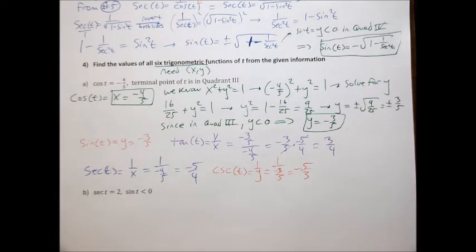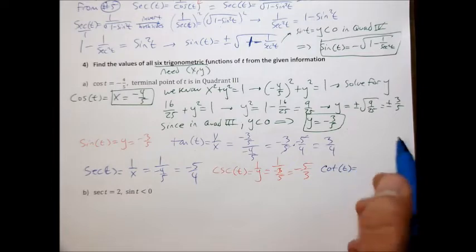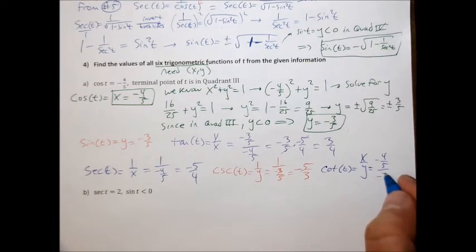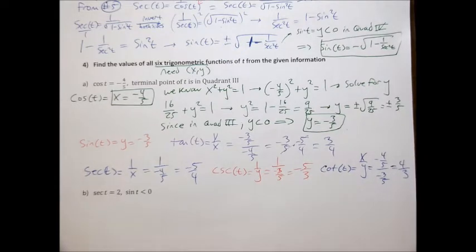And then finally, cotangent is x divided by y. So we do minus 4/5 over minus 3/5. I'm running out of room here, so I'm just going to jump to the conclusion. But we flip the bottom fraction and multiply it. The 5's end up canceling and the negatives end up canceling, and we get 4/3.